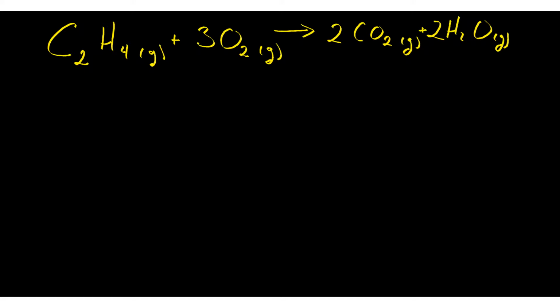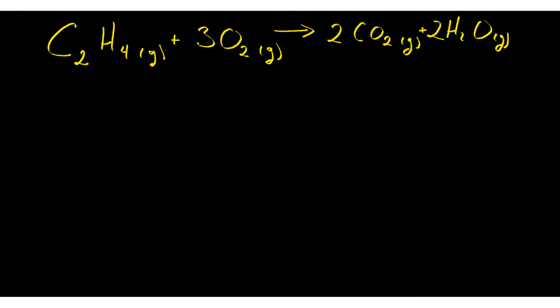Ethylene, C2H4, a gas, plus 3 O2, a gas, goes to form 2 CO2, gas, and 2 H2O, gas. Now, rule of thumb, is this going to increase or decrease in entropy? Well, you have 4 gas molecules on the left, 4 gas molecules on the right, and it looks like no change in entropy. That's our rule of thumb. Let's work the numbers.